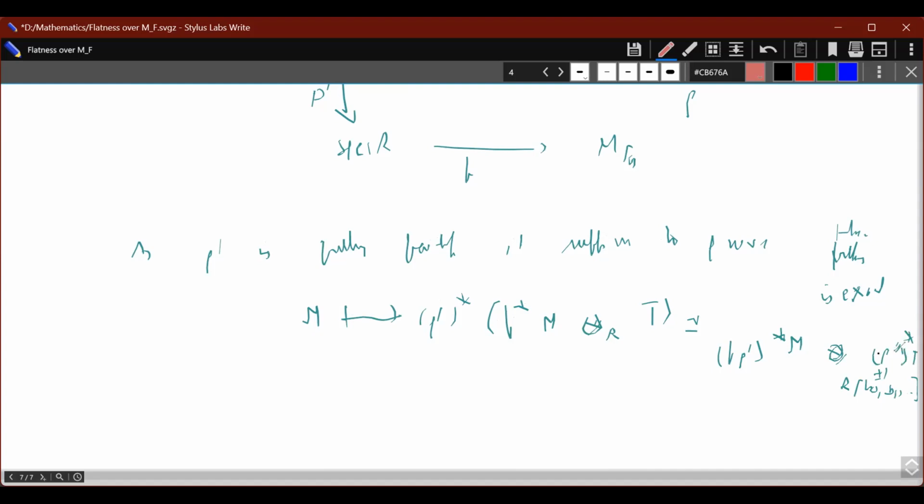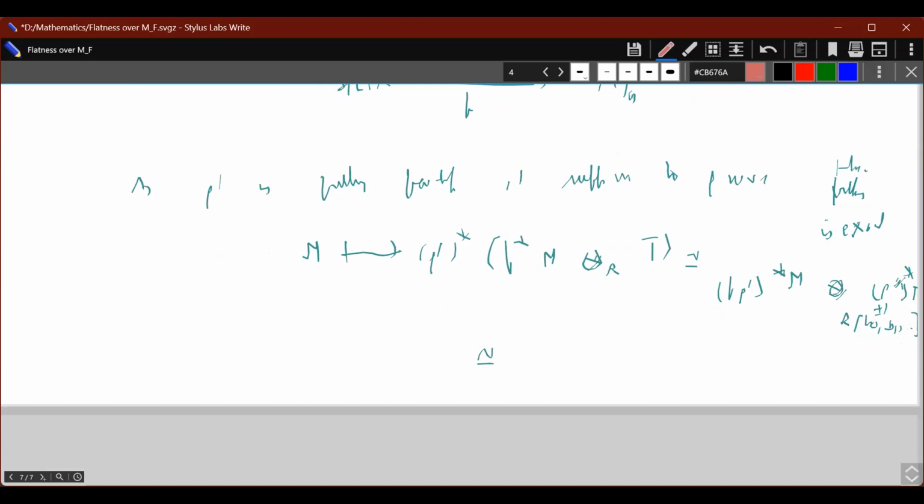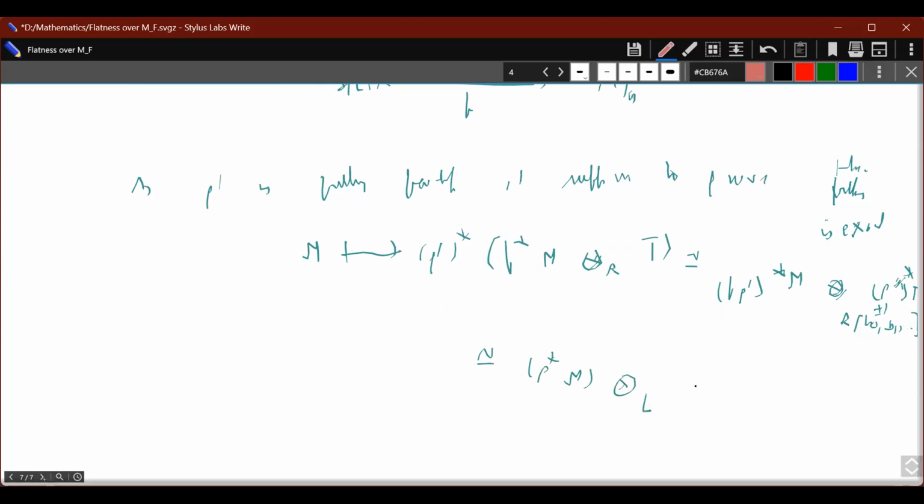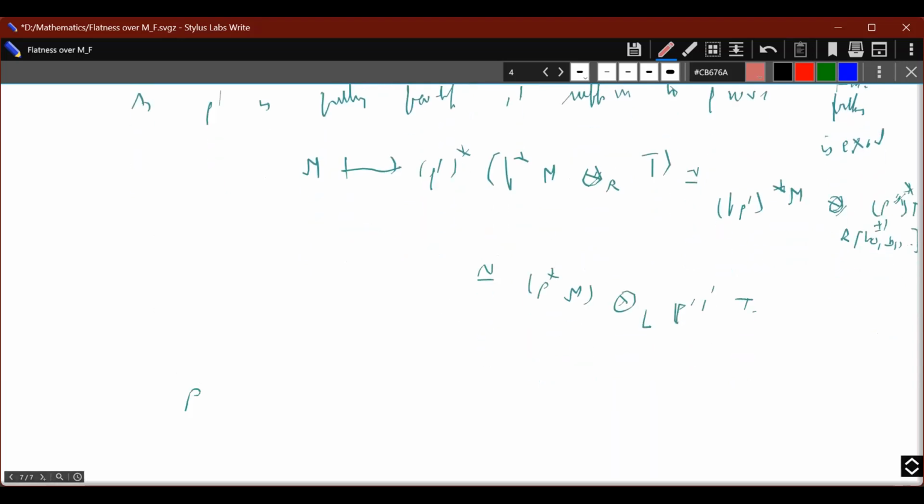The price of the stock. So this is again isometric. So you see, it's kind of straightforward. But now we know that T is flat. So that basically implies that, as T is flat, it is a flat L module.